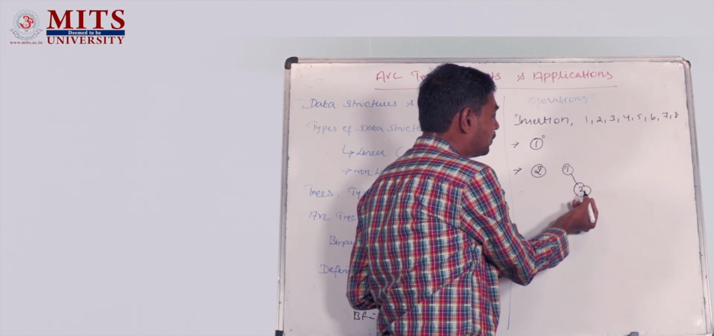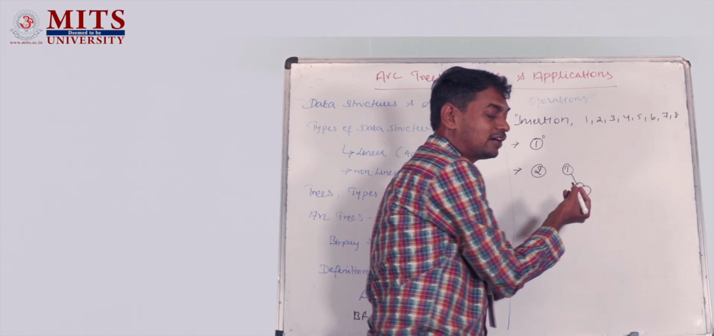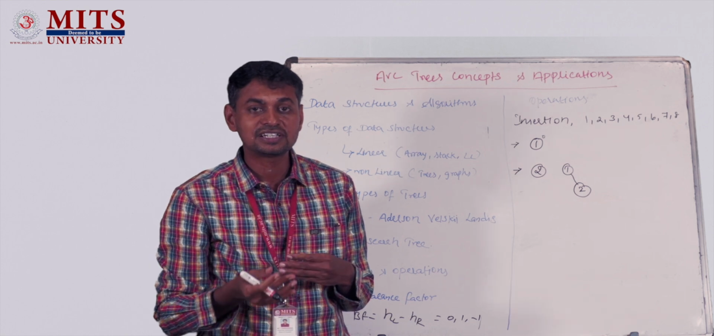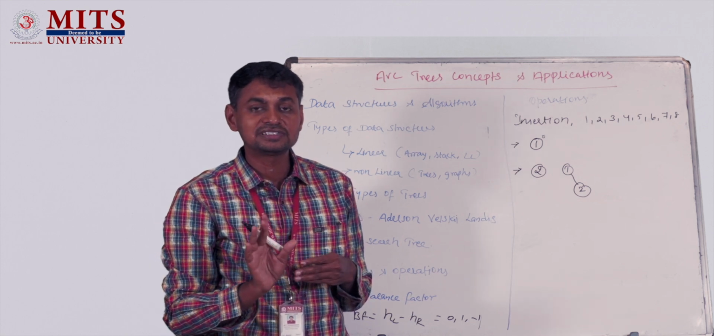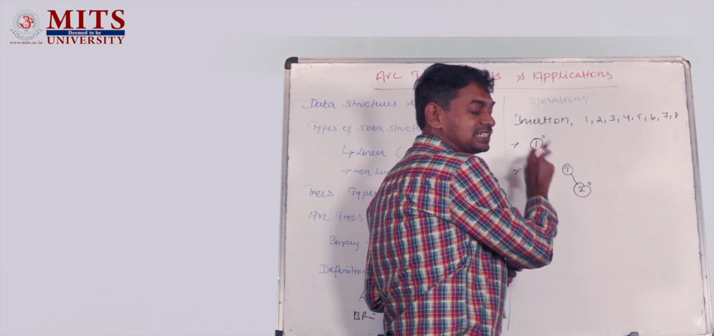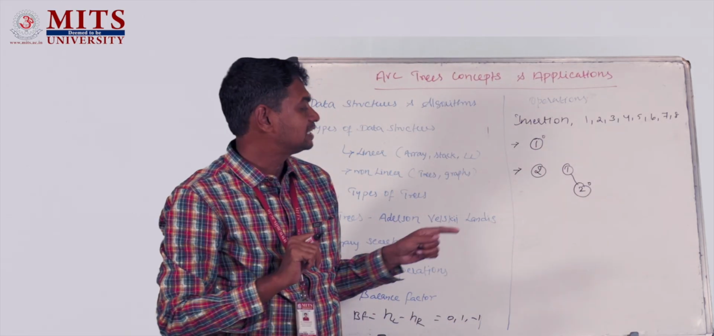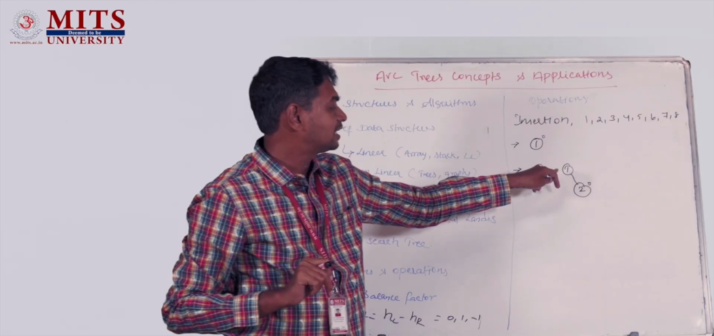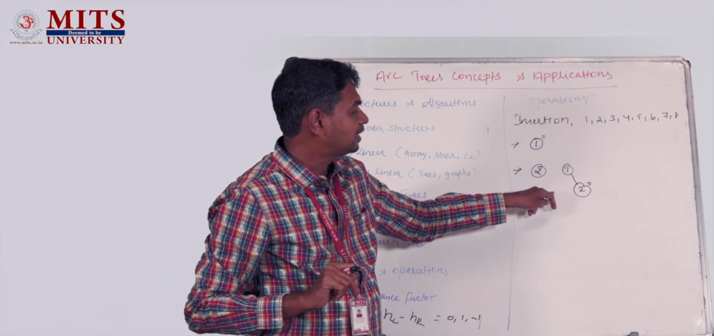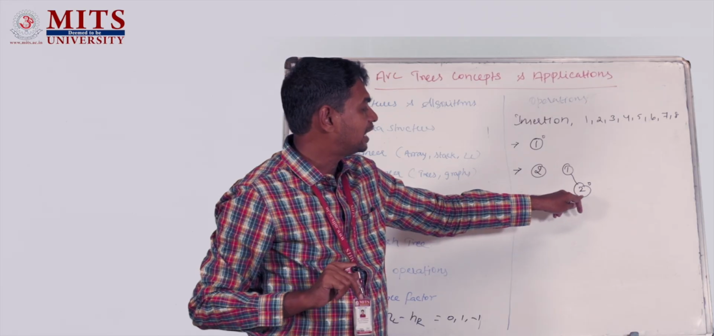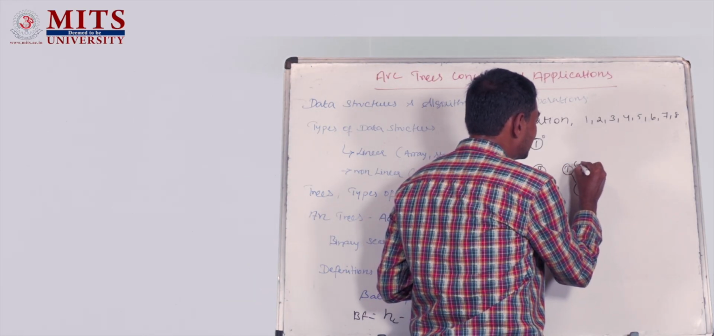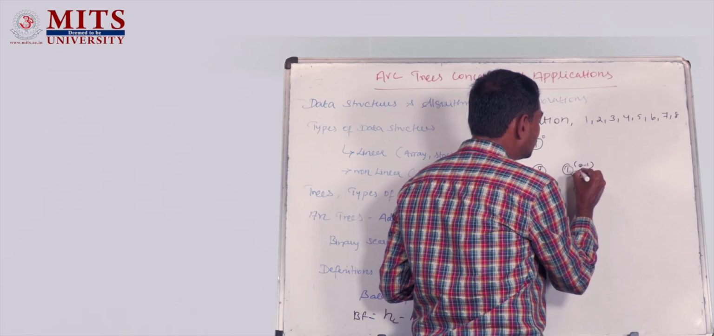Now the balance factor of 2. Any node that doesn't have further children, its balance factor can be considered directly as 0. So here it is 0. Now calculate the balance factor for 1. It doesn't have a left child, it contains only the right child. So the height of the left subtree is 0, the height of the right subtree is 1. So it is 0 minus 1, equal to minus 1.